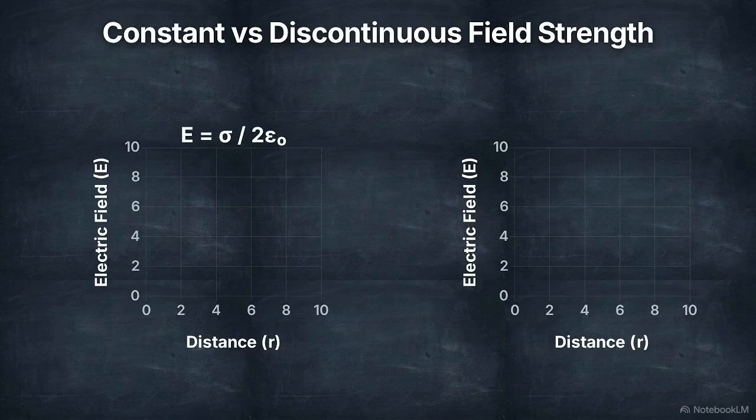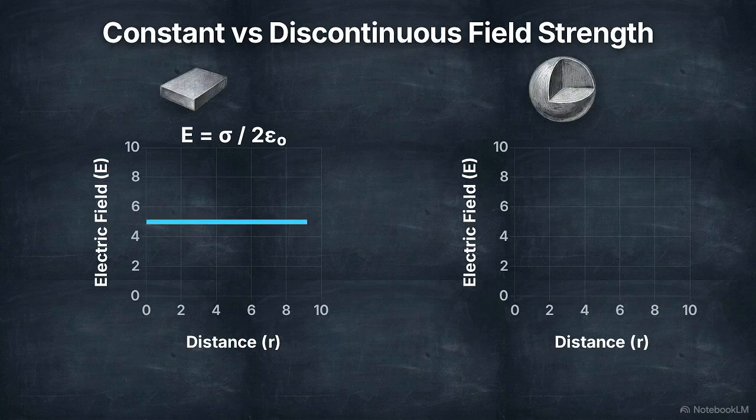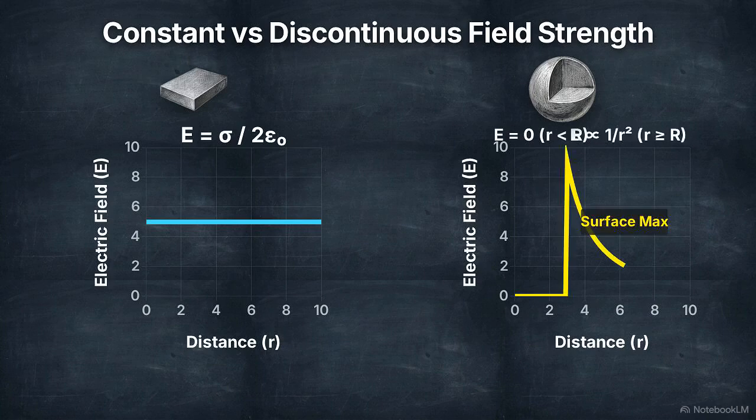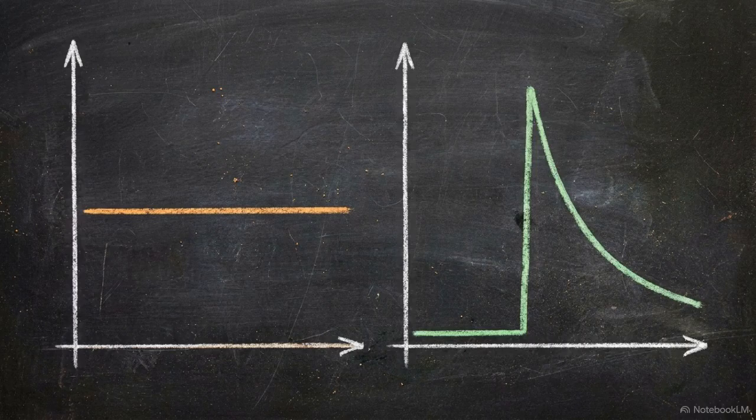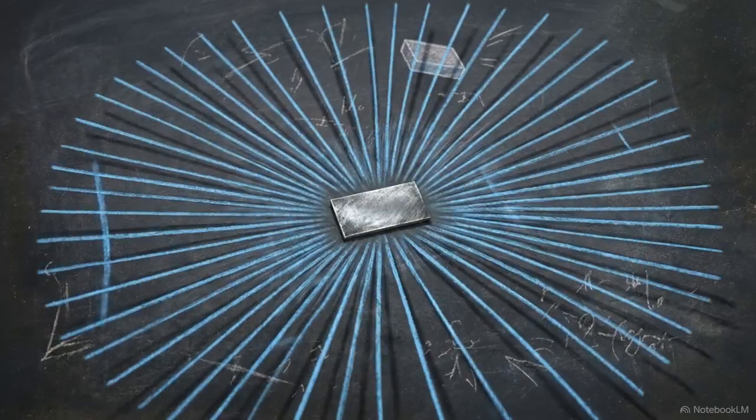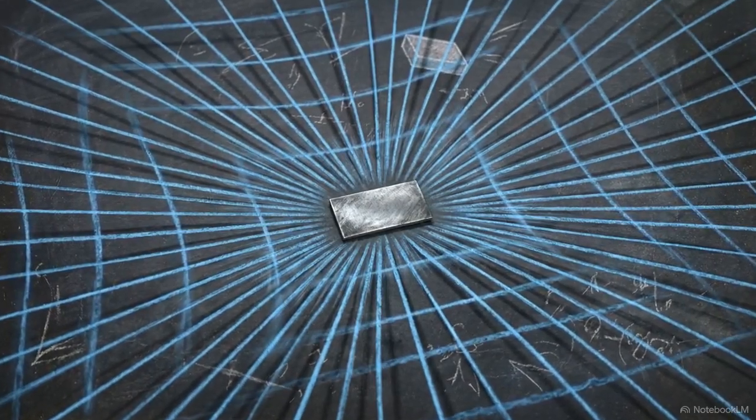These side-by-side charts show the stark contrast in how these two geometries relate to distance. The infinite plane yields a constant horizontal line, while the hollow shell yields zero inside, spiking at the surface before decaying outward. Competitive physics exams frequently test these specific graph shapes. Recognizing the flat line versus the spiked decay curve demonstrates an understanding of the concepts rather than just a memorization of the formulas. But there is a critical real-world caveat to the first chart.